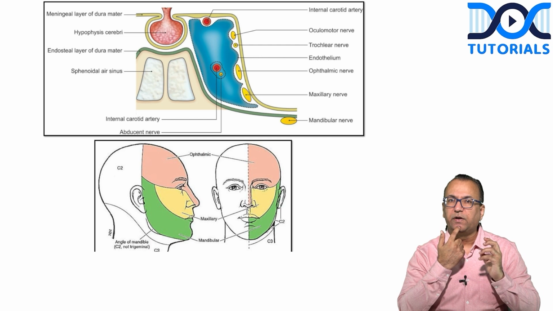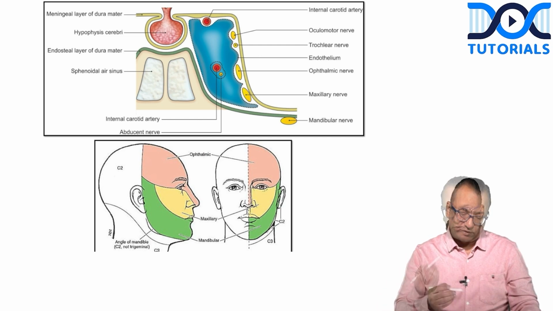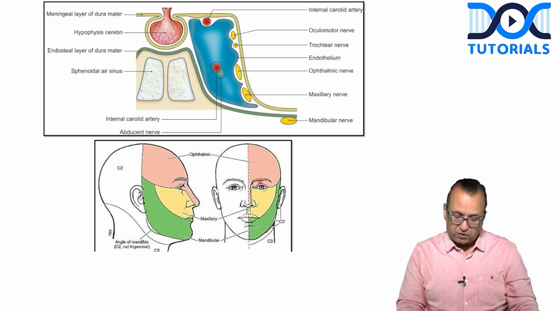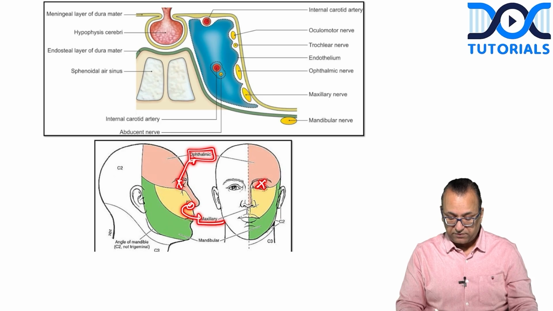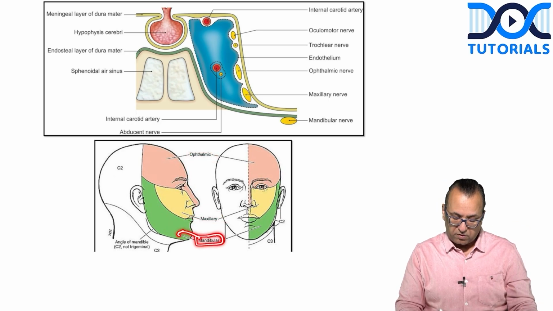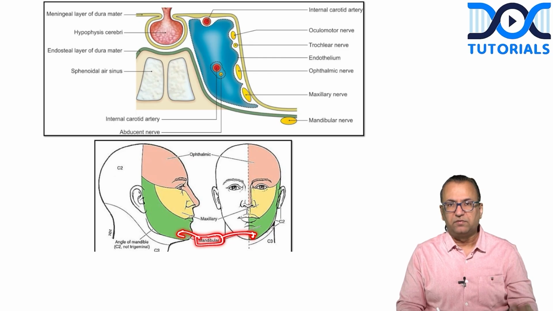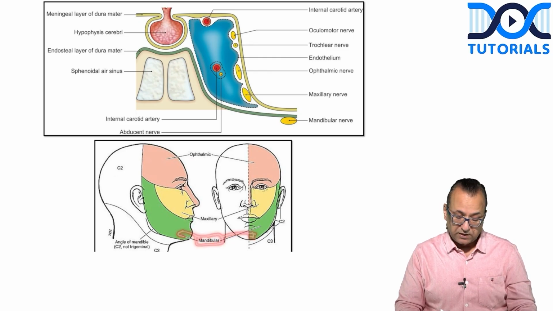Jaw jerk will be normal. So which reflex will be affected? The corneal reflex will be affected because it is cut by the ophthalmic trigeminal. The sneeze reflex will be affected through the maxillary nerve and will be compromised, but the mandibular nerve, the jaw jerk, is not compromised. It is still working.